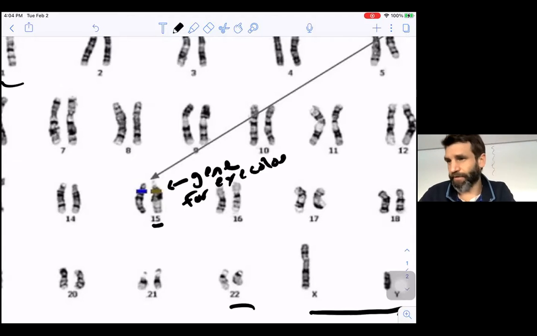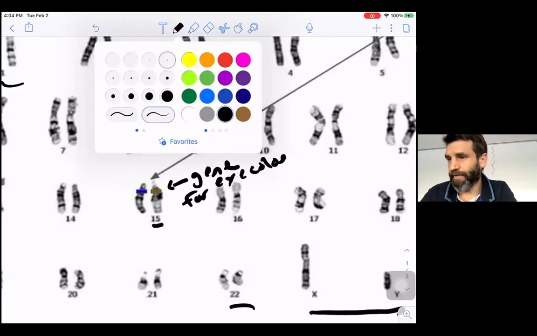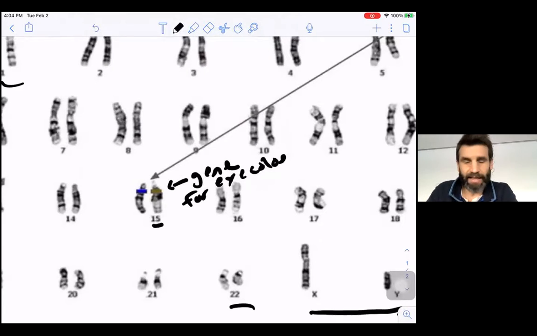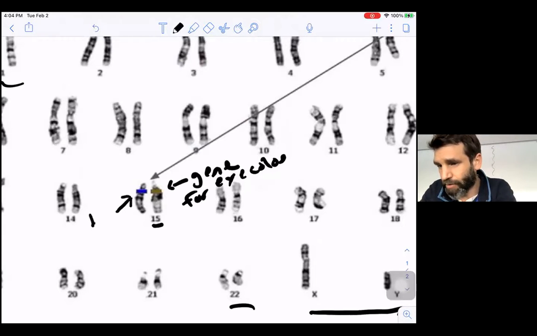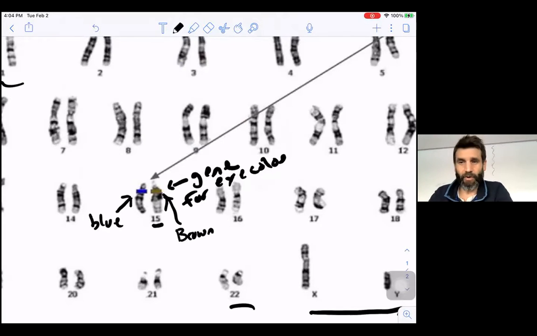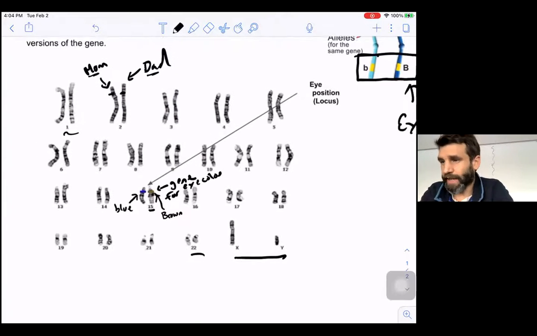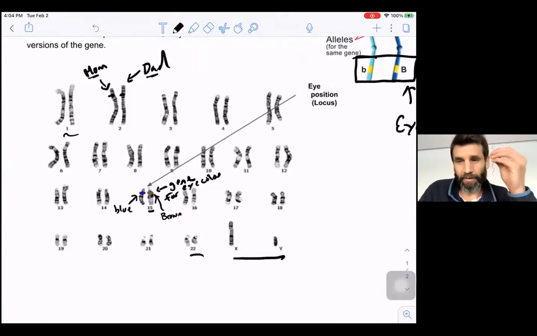And in our simplified world here, we're saying that the gene can come in two different flavors, two different versions. There is a blue version and there is a brown version. So that kind of gets us started. So when we're talking about inheritance, we're talking about getting a chromosome from mom, a chromosome from dad that carries with it the gene for eye color.